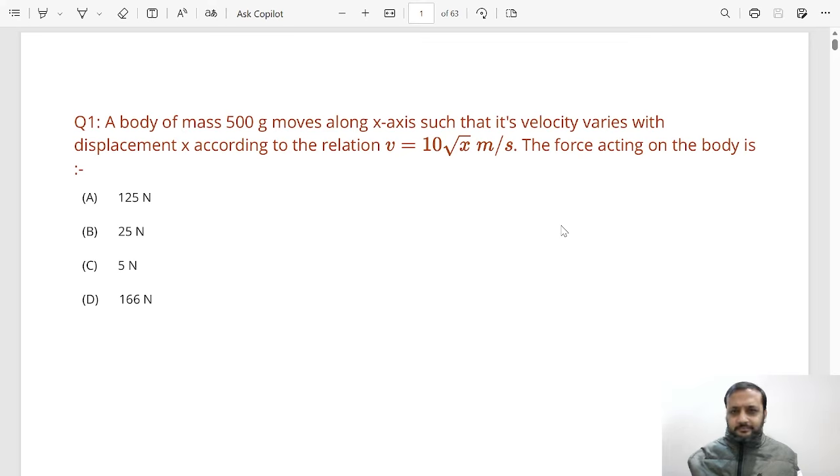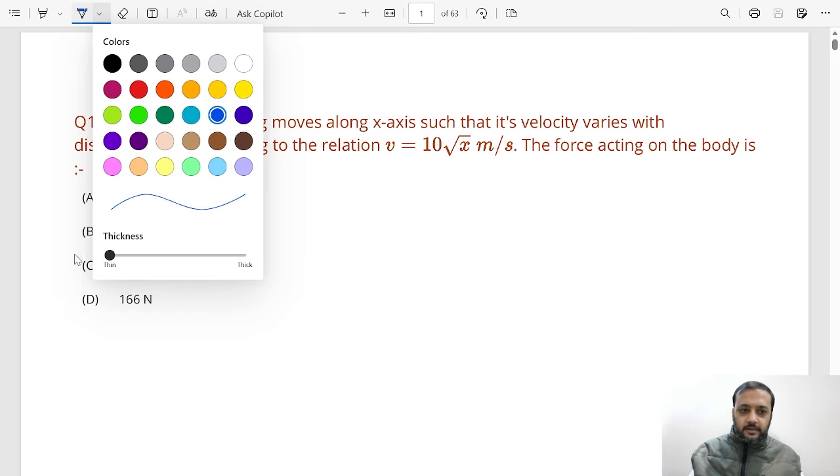The papers are, as you might be knowing, absolutely at the JEE Mains level. So let's begin. Let's see the solution of this first question.